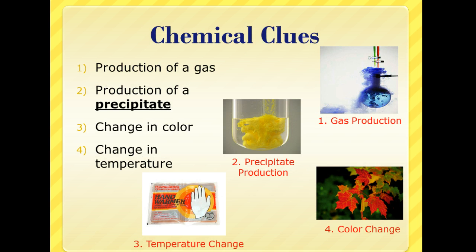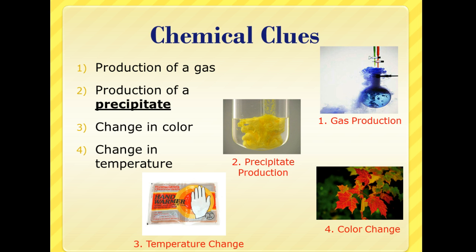Here are some clues that you had during class to show you that you might have a chemical change. Notice that I didn't say always, but just might. The first one is the production of a gas. If you end up with bubbles, there's a possibility that you have a chemical change. You can produce a precipitate, where you take two liquids, put them together, and get a solid substance. That is an example of a chemical clue. Another is a change in color, like leaves changing color, or a change in temperature, like when you use a hand warmer and put it in your pocket and it gets nice and warm.